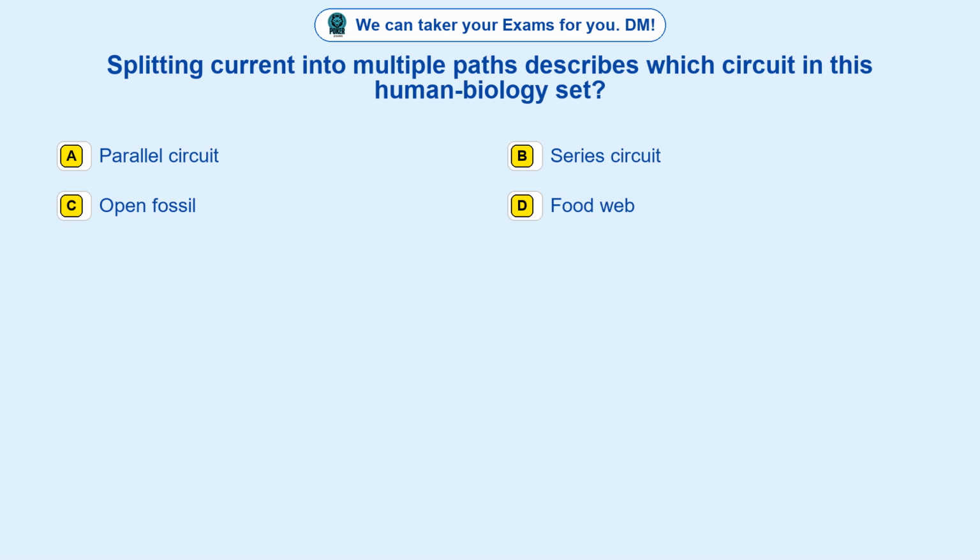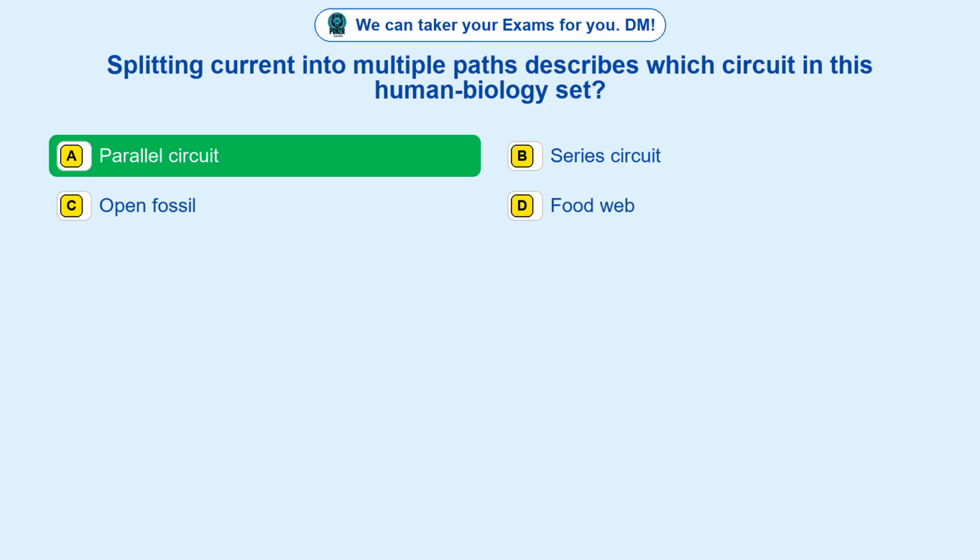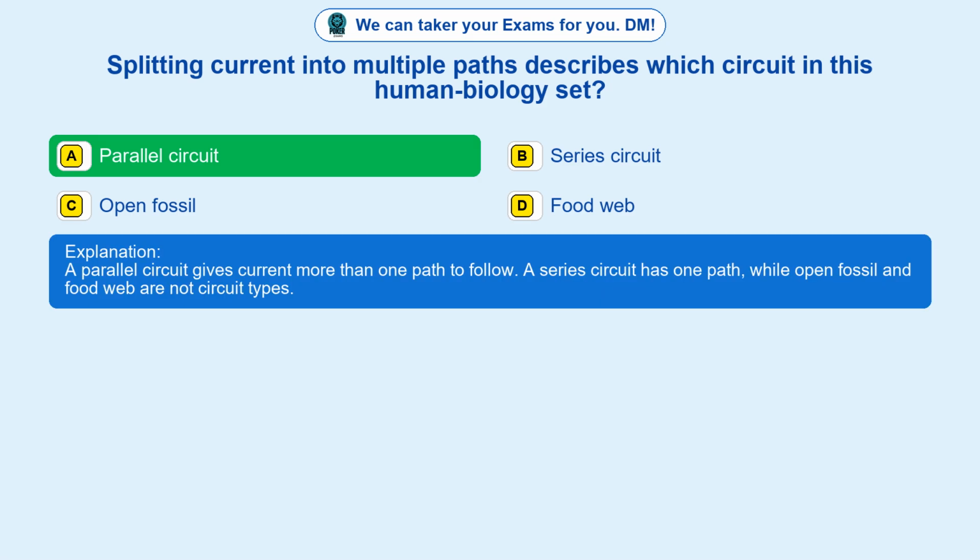Question 72. Splitting current into multiple paths describes which circuit in this human biology set? Option A, parallel circuit. Option B, series circuit. Option C, open fossil. Option D, food web. The correct answer is option A, parallel circuit. A parallel circuit gives current more than one path to follow. A series circuit has one path, while open fossil and food web are not circuit types.